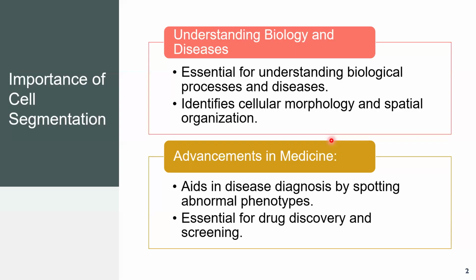So before getting started, let's discuss the importance of cell segmentation. Cell segmentation is crucial in biological research and medical applications. It helps us understand biological processes and disease at the cellular level. Accurate cell segmentation aids in disease diagnosis by identifying abnormal cellular phenotypes, and it is essential for drug discovery and screening, helping to identify cellular morphology and spatial organization.